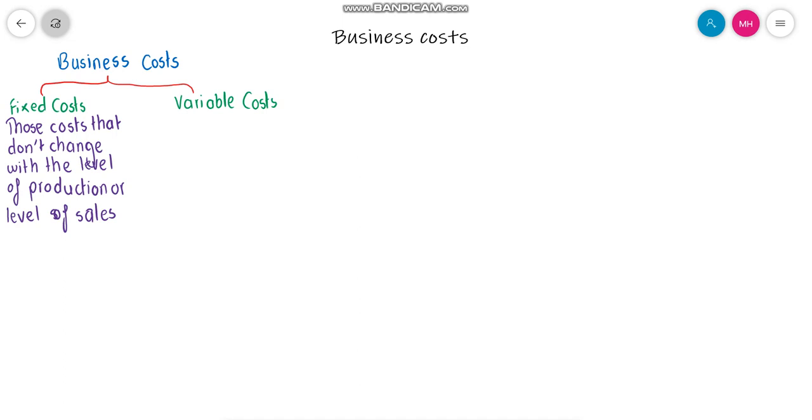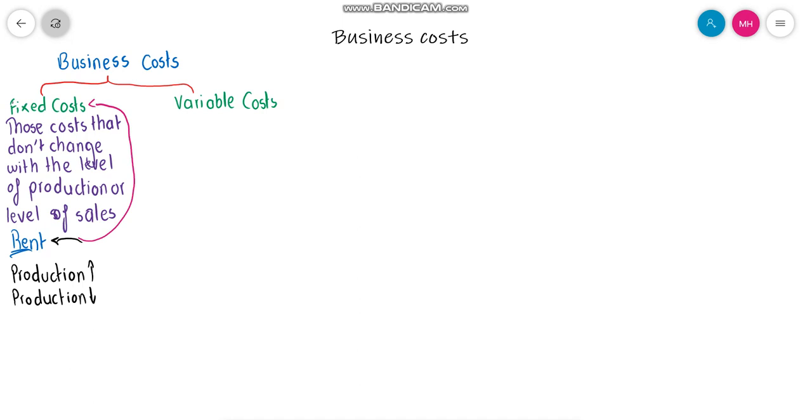An example of that is rent. Let's say I hire a factory, and I now have to pay my cost. If production goes up, or if it goes down, I will still have to pay rent. So, from the name, you know this over here is a fixed cost.